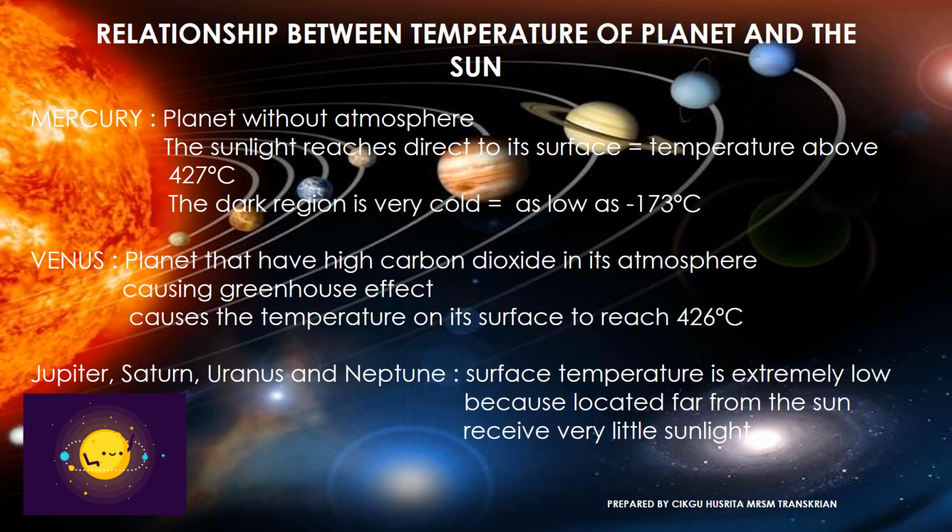Venus is a planet that has a very high content of carbon dioxide in its atmosphere. Because of this, it causes the greenhouse effect, because carbon dioxide is able to absorb more heat. So it causes the temperature on its surface to reach 426 degrees Celsius. As for Jupiter, Saturn, Uranus and Neptune, the surface temperature is extremely low because they are located far from the Sun, and then they receive very little sunlight.